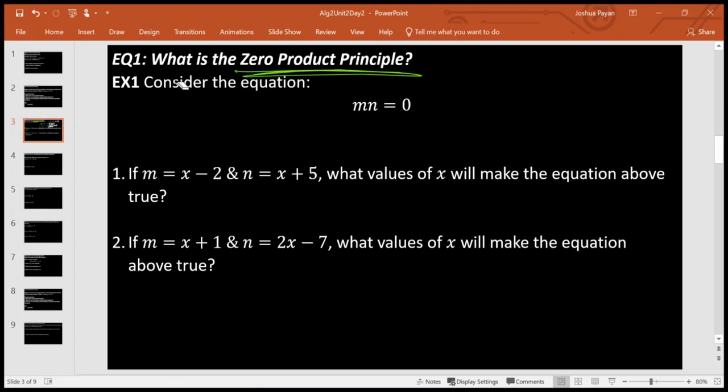Let's look at another example real quick, then we'll call it a day on this video. So now I'm saying, let m be x plus 1, and let n be 2x minus 7.